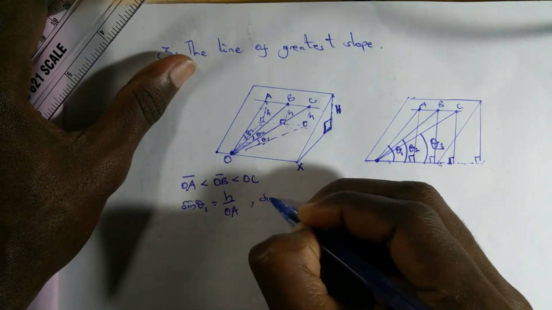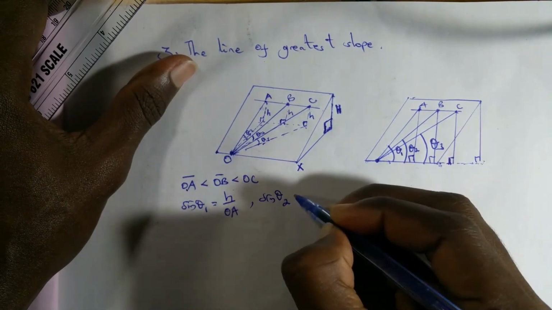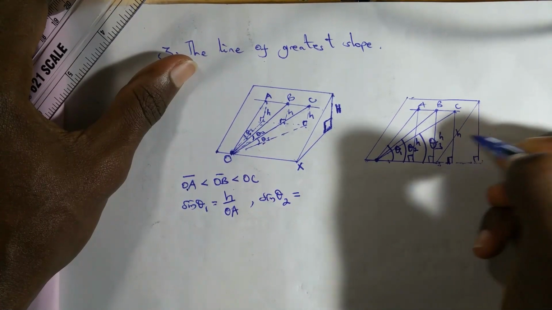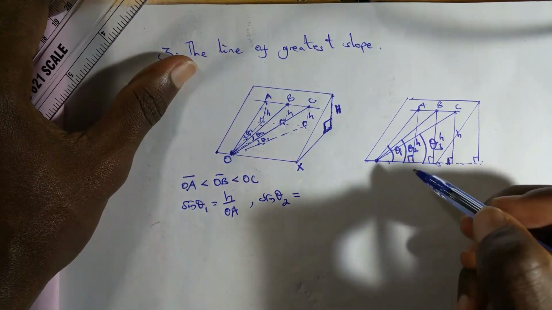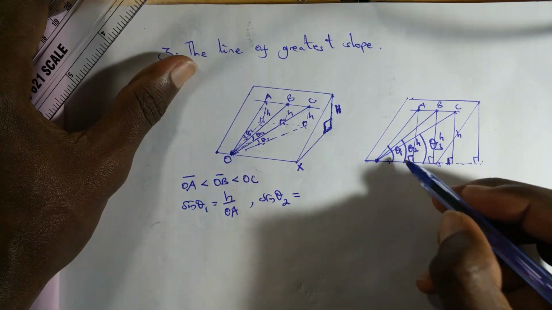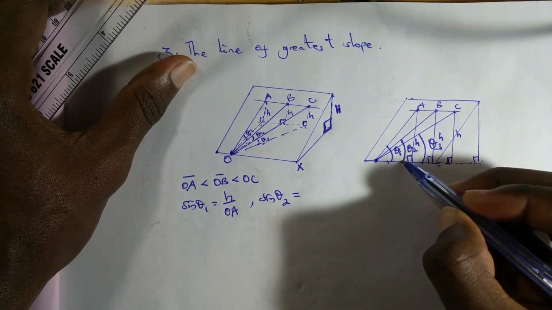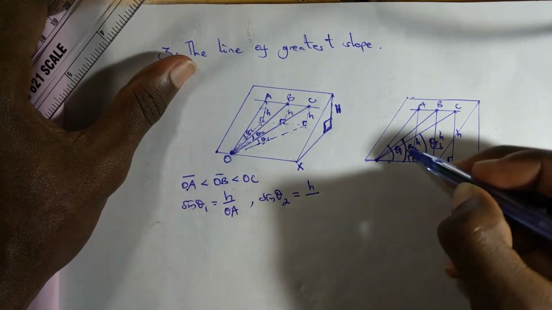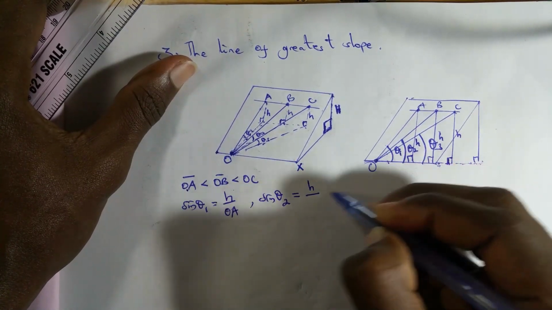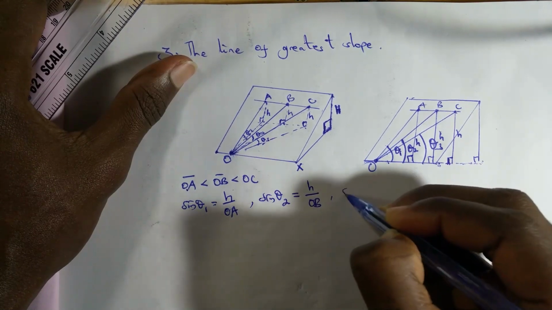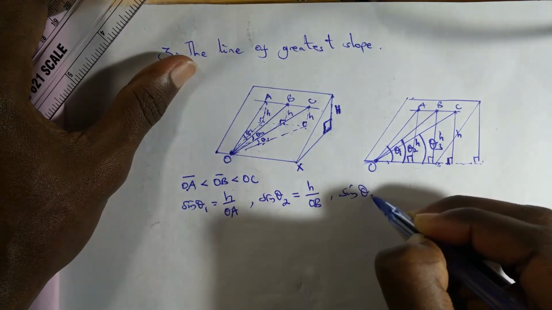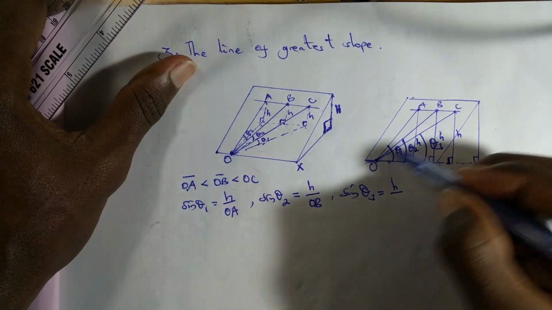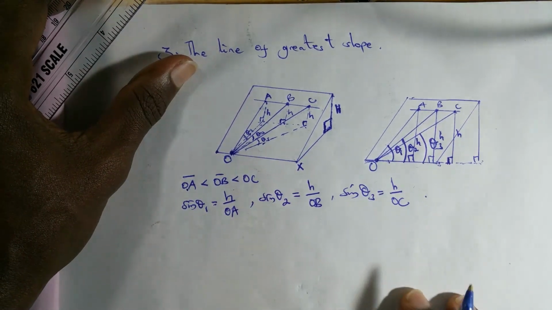Okay, sine theta 2, of which this height to each one was H. Now sine theta 2 is going to be the opposite to that angle, which is H, out of the hypotenuse, which is OB. And now sine theta 3 will be H, the opposite, out of the hypotenuse, which is OC.